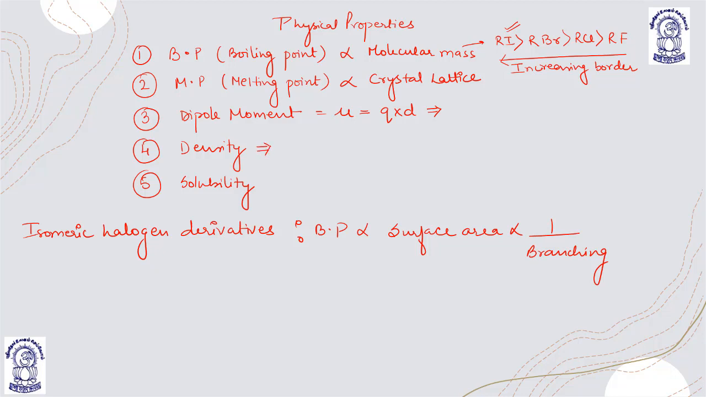Density. Lower members of haloalkanes, especially bromo, iodo, and polychloro derivatives, are heavier than water. The density increases as we increase the number of carbon atoms per unit volume. Solubility, as we know, the halogen derivatives are slightly soluble in water. And as we increase the carbon chain length, the solubility decreases.